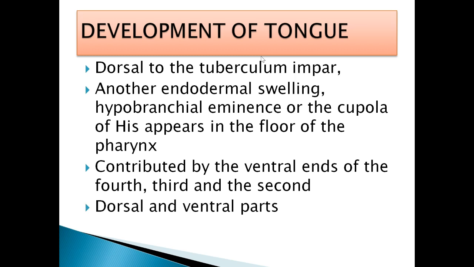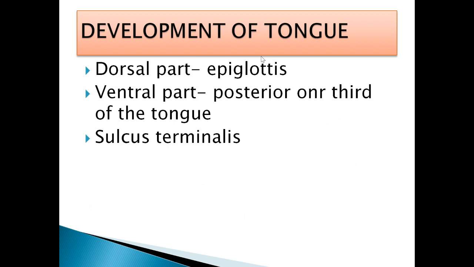A transverse sulcus divides this hypobranchial eminence into dorsal and ventral parts. So a single swelling, the hypobranchial eminence, is divided into two parts. The dorsal part forms the epiglottis and the ventral part forms the posterior one-third of the tongue. The line of fusion between the two parts of the tongue is represented by the sulcus terminalis in the adult tongue.